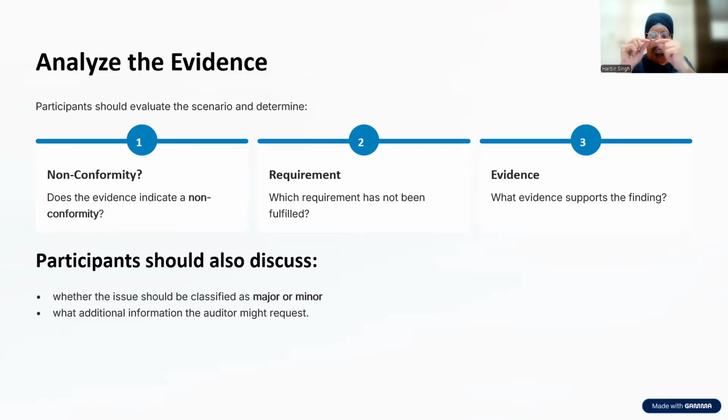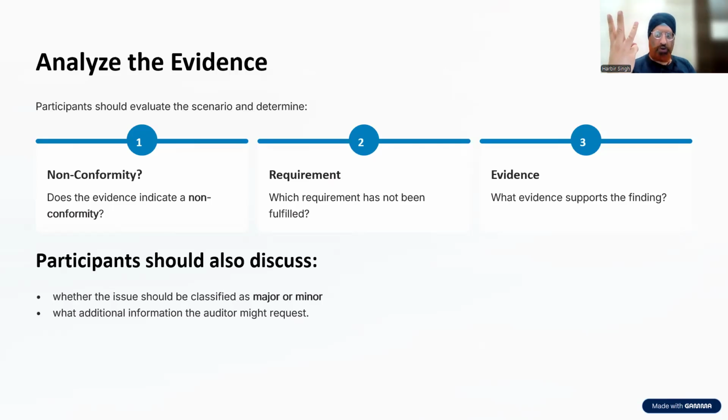So now you have the non-conformity and now you have the requirement. But what is the connection between these two? The evidence is the connection between the two. There is evidence which connects the requirement with the non-conformity. So here is the non-conformity, here is the requirement, and here is the connection. This connection is the evidence, right? So you have to identify the evidence. Three core important things you have to identify.